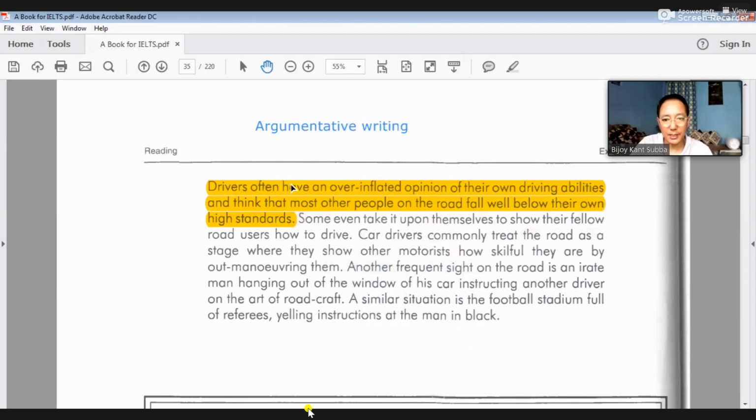We understand that this is the topic sentence. Here's the last sentence. Now, in the last sentence, I want you to tell me who are the referees. According to the writer, who is the man in black? So, according to the writer, who are the referees? Who is the man in black? Your word details.